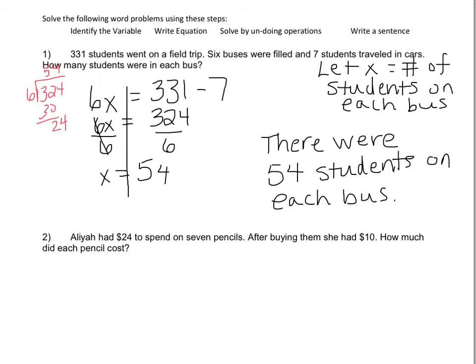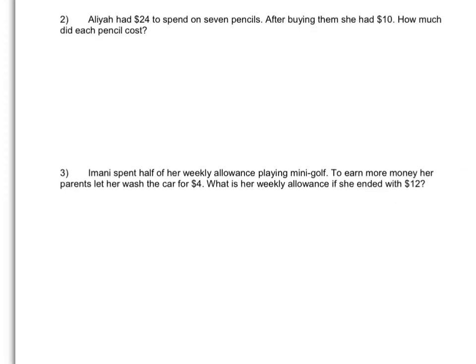So if we look back at what we need to do, first we need to identify the variable. We did that right here. Then we need to write our equation. We did that right here. Then we needed to solve by undoing the operations. We did that right here. And lastly, we needed to write a sentence, and we did that right here. So you can see how all 4 parts of these must be included on each problem. Let's look at number 2 now.